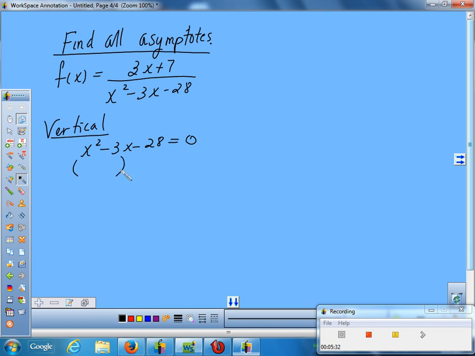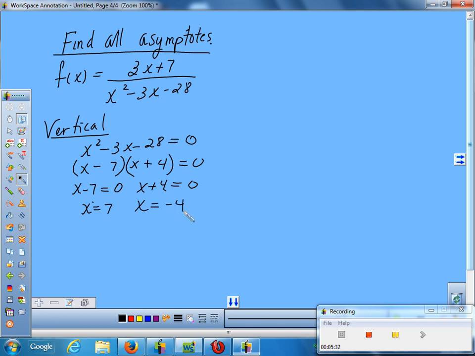Okay, so if we factor this, we know it's got to be x and x to make x squared. What numbers do you want to use to make 28? 7 and 4. 7 and 4 make 28. So. Now, signs. Negative on 7. Positive 4. All right. And so then, when I solve my factors, what will I get? Positive 7 and negative 4.